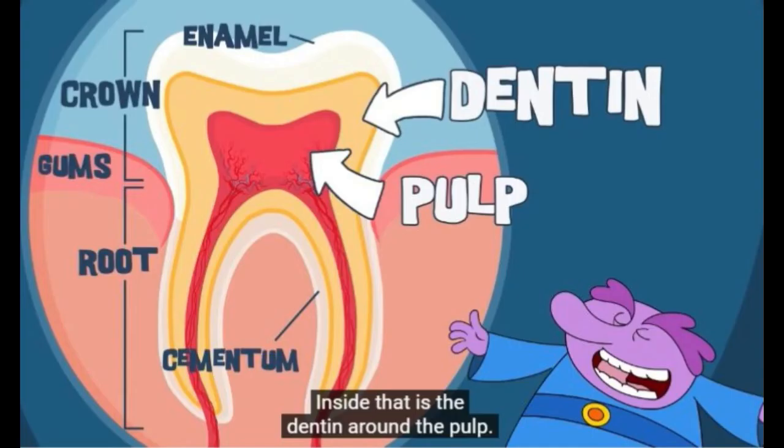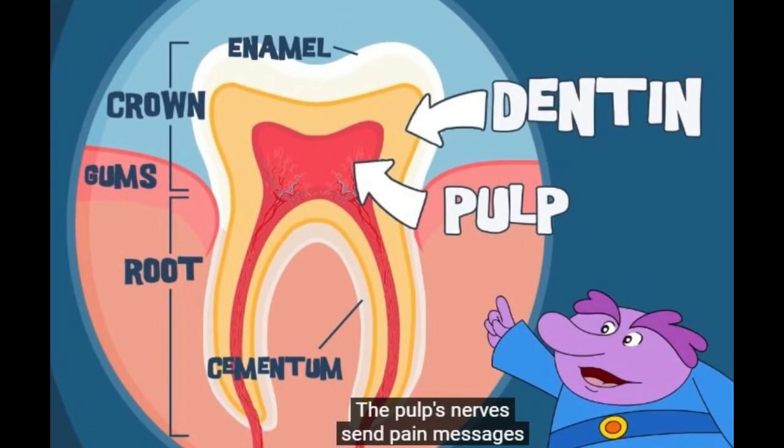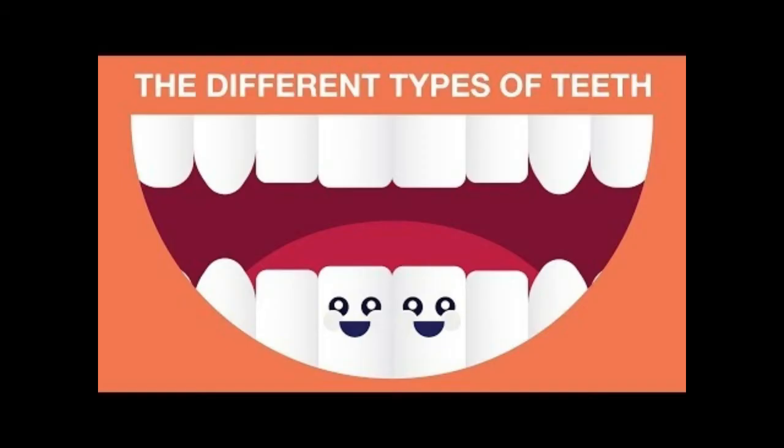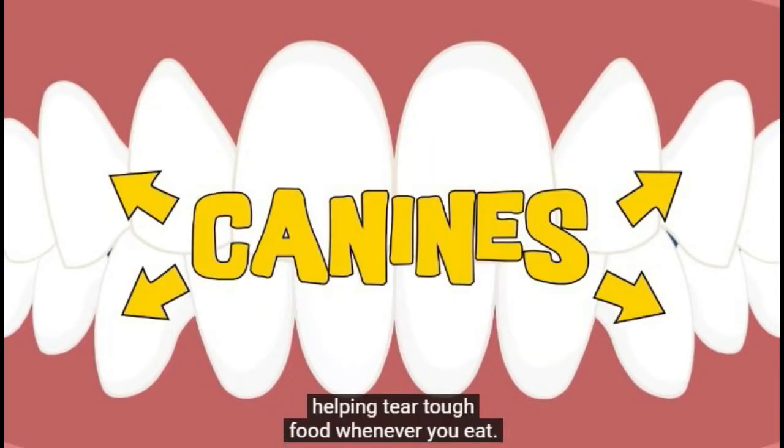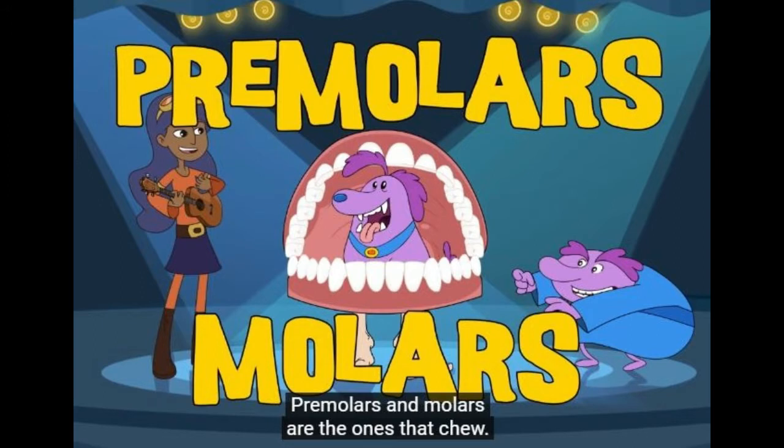Below the enamel is dentine. It provides support to the enamel. Inside the dentine, we have the pulp. Blood vessels and nerves are in the pulp region. Let us learn about kinds of teeth. There are four kinds of teeth in our mouth. They are incisors, canines, premolars, and molars.